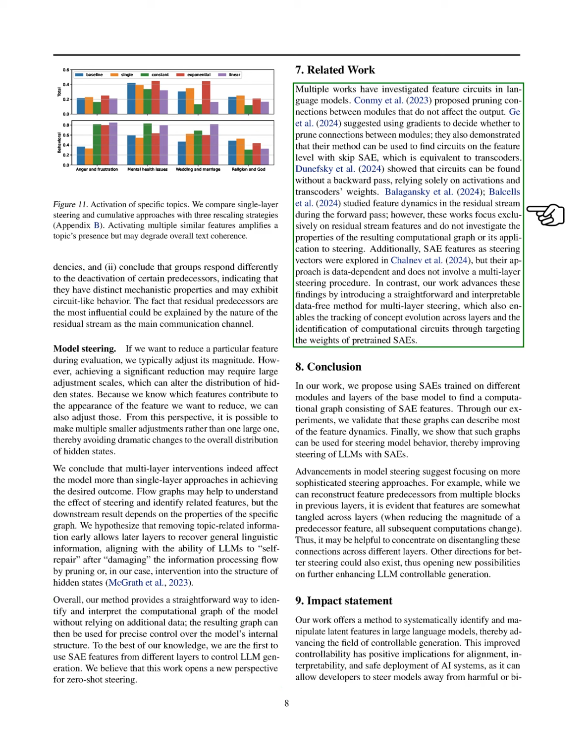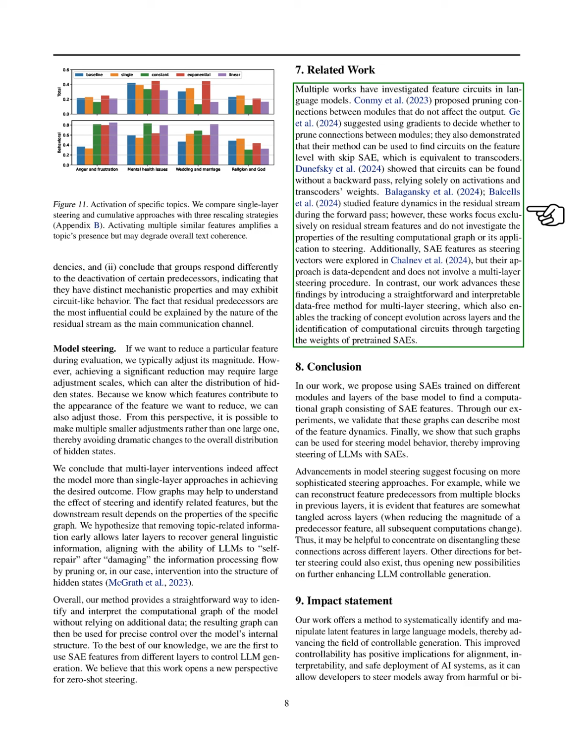In related work, several studies have explored feature circuits in language models. Some have proposed pruning connections between modules that do not impact the output, while others suggested using gradients to determine whether to prune these connections, demonstrating that their method can identify circuits at the feature level. Other research has shown that circuits can be found without a backward pass, relying only on activations and weights.